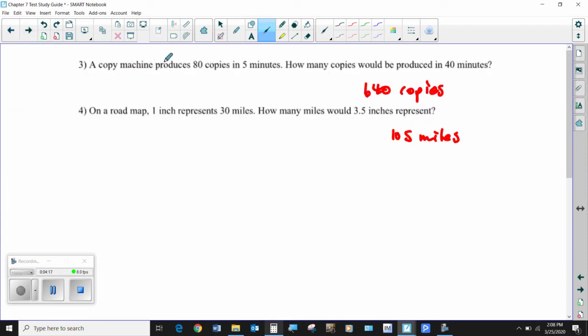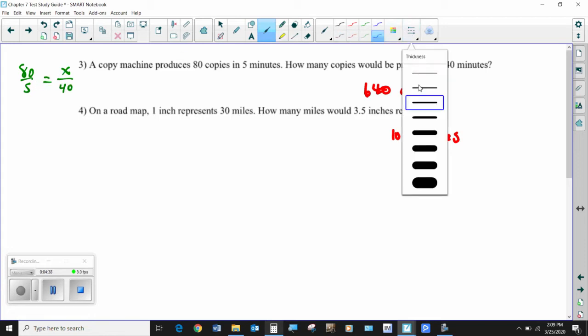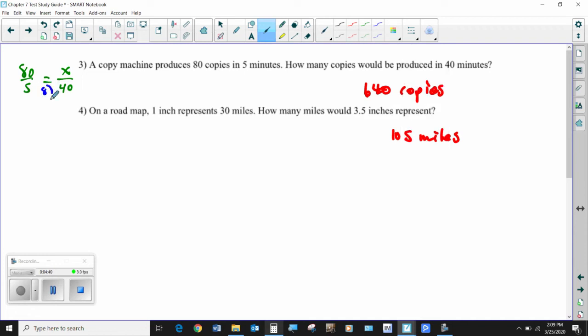All right, a copy machine produces 80 copies in 5 minutes. How many copies should he make in 40 minutes? Okay, so the number of copies over 40 minutes. The hardest part of this is probably setting up the proportion the right way. So what's your giant 1 here? What are you going to multiply times 5 to give you 40? Well, that's an 8. So we will multiply 80 times 8, and that's how you're going to get your 640 copies.